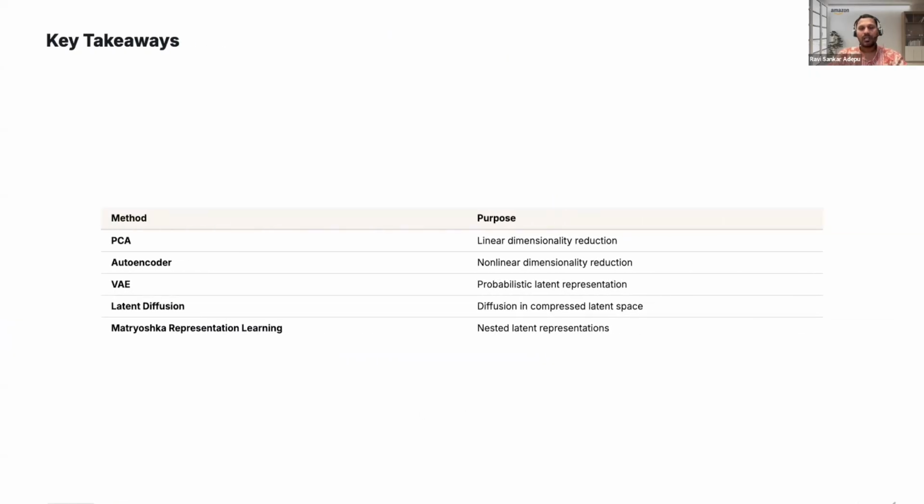So, key takeaways, let me tie the whole talk together. PCA gives us a linear dimensionality reduction. The autoencoder made it non-linear. The VAE made the latent space probabilistic and smooth, so we could generate. Latent diffusion ran the whole expensive generation process inside that compressed space, which is why Stable Diffusion and Sora are even feasible. And then Matryoshka gives us nested representations, so one embedding serves every budget.